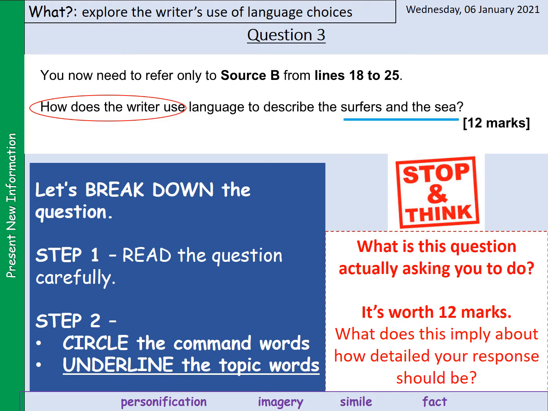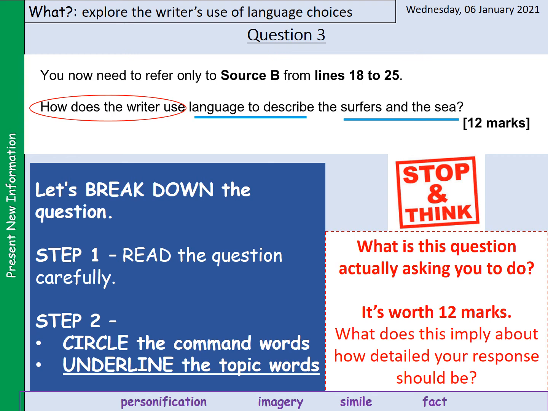The surfers and the sea, the topic words here, these are the things we're looking at. Usually this part of the question will change depending on what the purpose of the text is that we're looking at. And the second thing we're looking at is the language. How has the writer used the language to describe that? So we're looking at including quotes or technical terms to back up our opinion. We want to include as many words and phrases, features and techniques as we can in this question to get as many marks as possible.